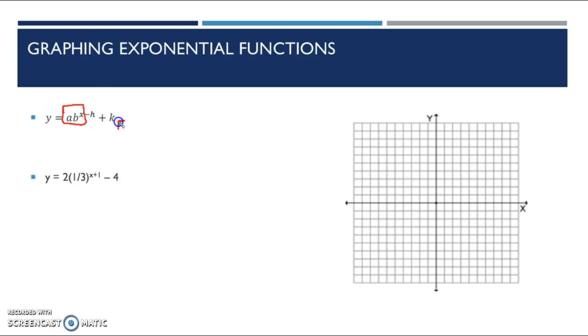Alright, the K is also another important part of our graph, and that's our asymptote. That's the part of the graph that the curve will never cross. It's going to get infinitely close, but never actually touch that asymptote.